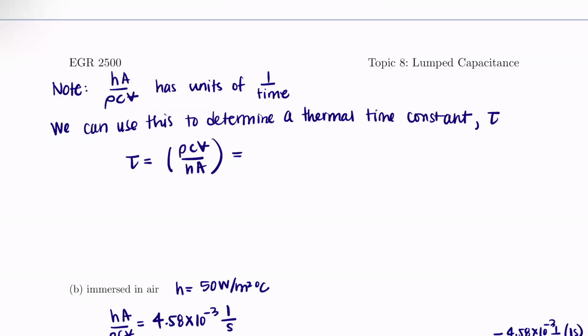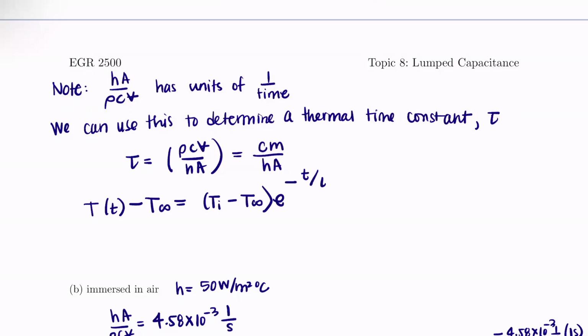And I can combine rho and V into mass, so we can also call this specific heat times mass divided by H times A. Okay? So I can use this concept of tau to rewrite our solution then as the temperature minus our ambient temperature is equal to Ti minus T infinity times e to the minus t over tau. Okay?